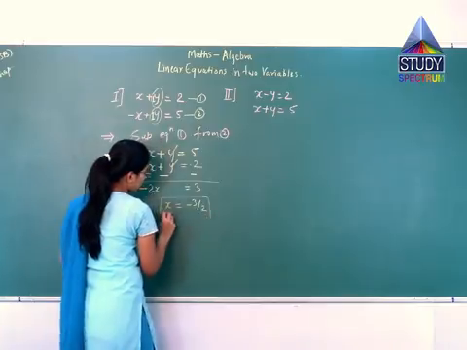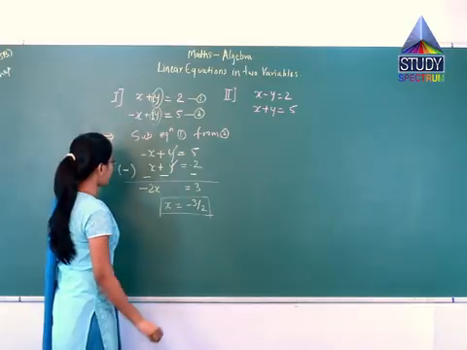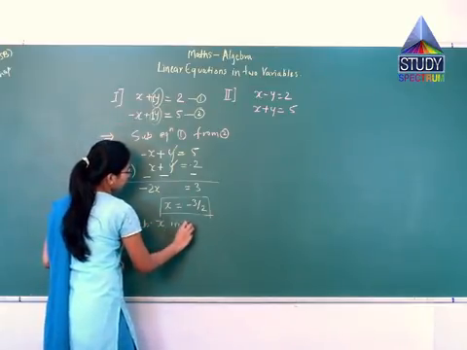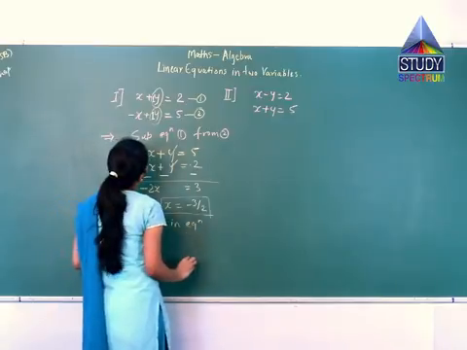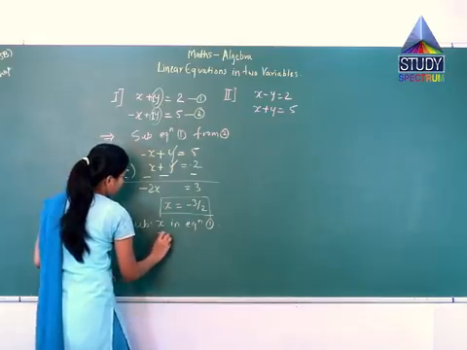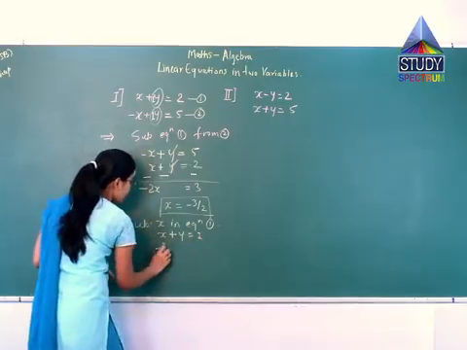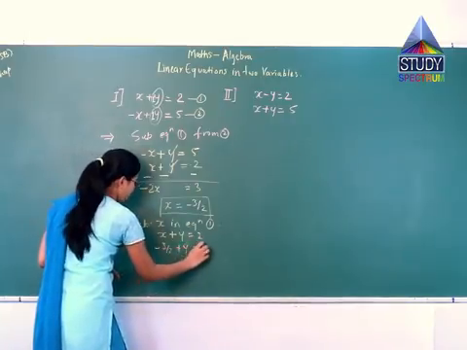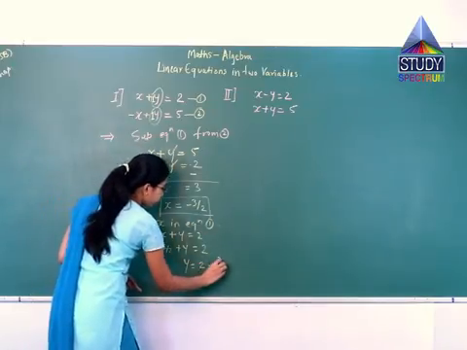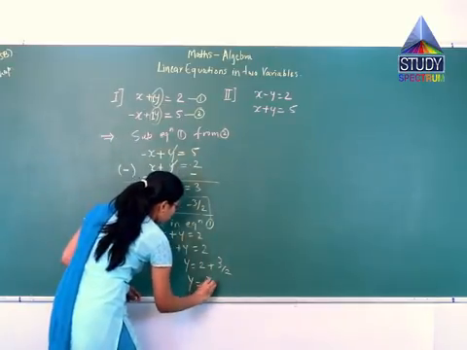Now to solve this further, we will substitute the value of x in any one of these equations. So substitute x in equation 1. Rewrite the equation: x plus y is equal to 2. So minus 3 by 2 plus y is equal to 2. So y is equal to 2 plus 3 by 2, so it will be 7 by 2.